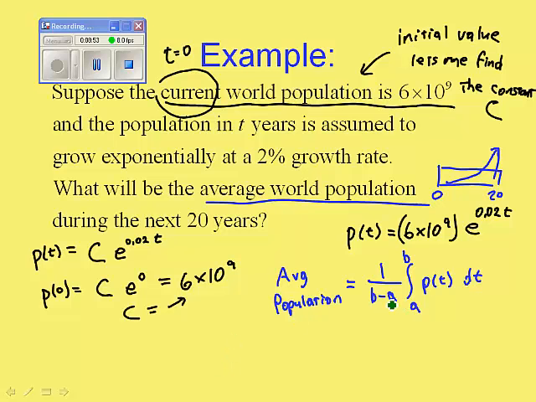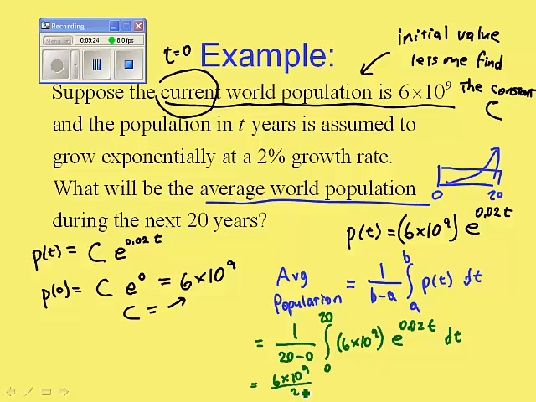So that's one thing, is that we know a and b from 0 to 20. So this is going to be 1 over 20 minus 0, integral 0 to 20. And then we have p of t right here, so we may as well put that in. 6 times 10 to the 9th, e to the 0.02 t dt. So that's a constant there, 6 times 10 to the 9th. I'll take out the 6 billion over 20.